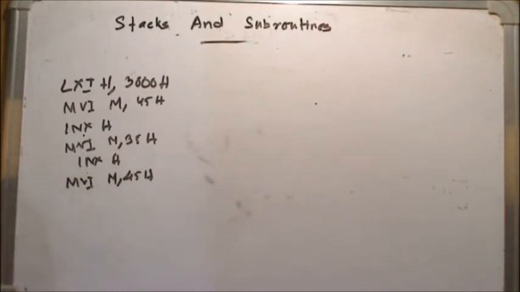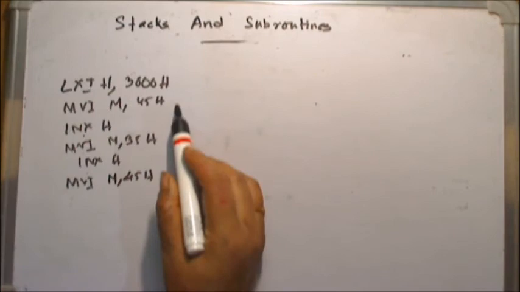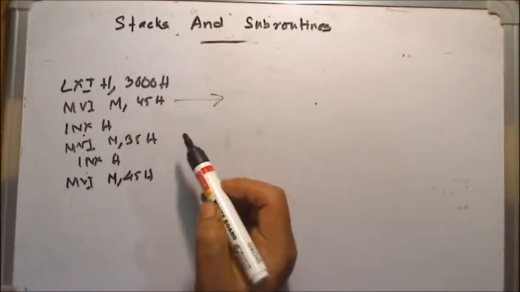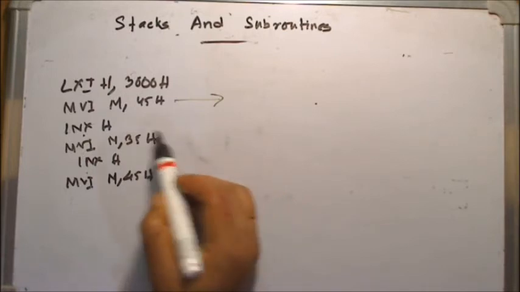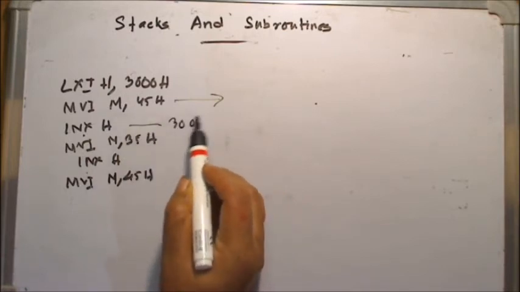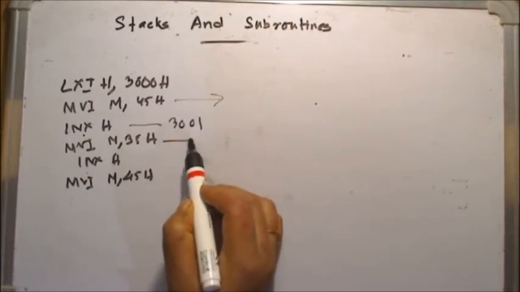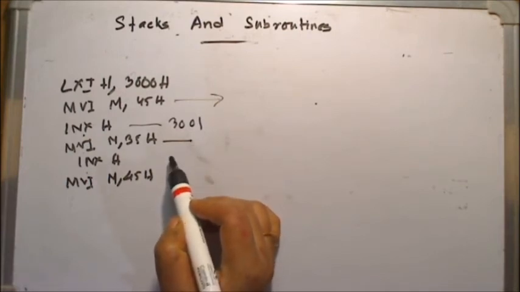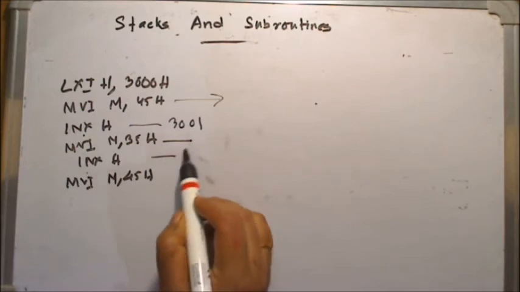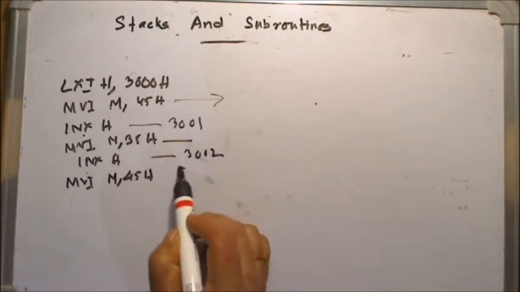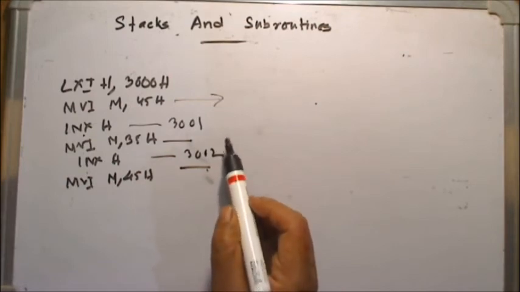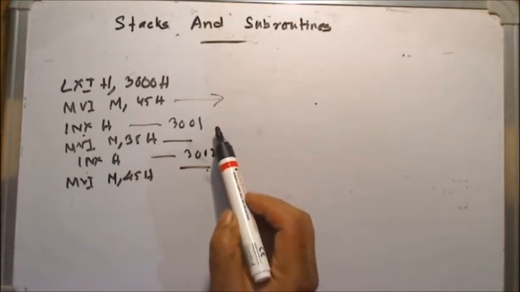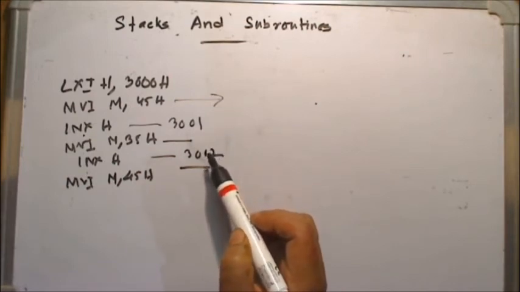So here you see the first parameter is passed. Okay, so you pass 25, then HL becomes 3001. Okay, and then you pass the second parameter. Then HL pair becomes 3002, and we pass the third parameter. So you passed 25, 35, and 45 using memory locations 3000, 3001, and 3002.